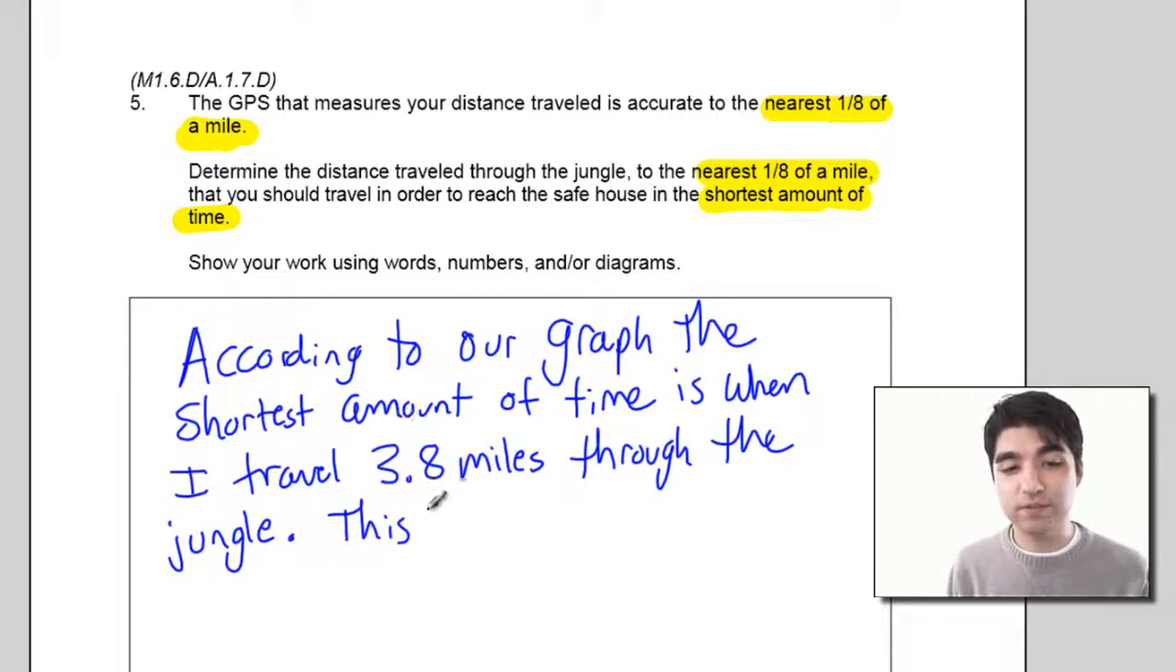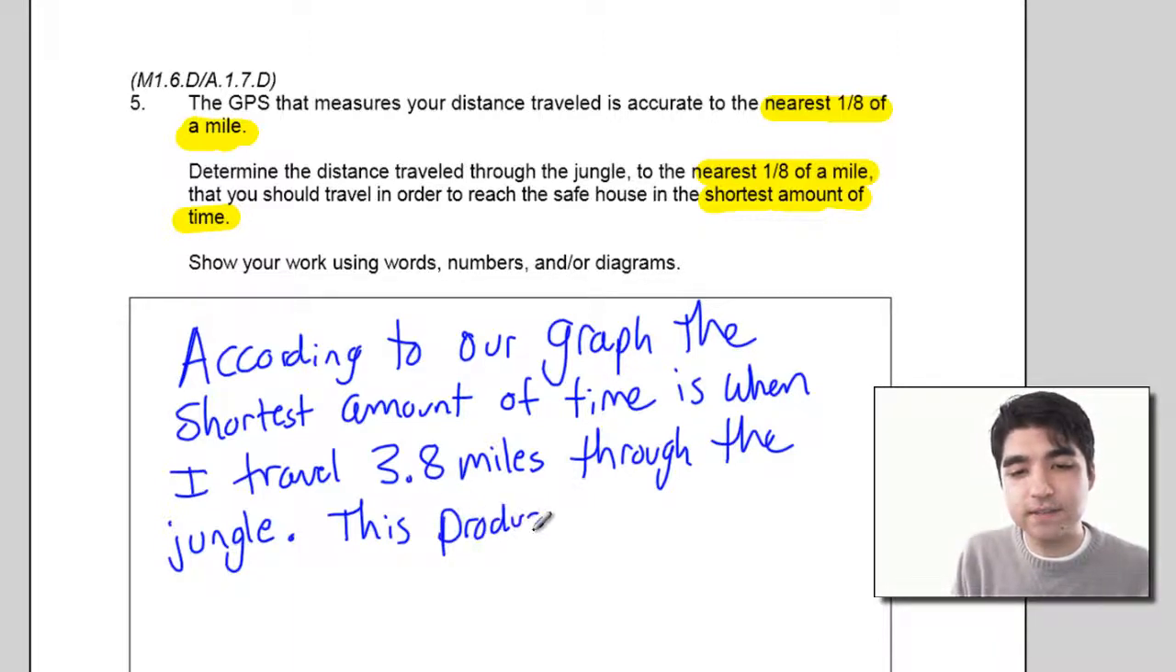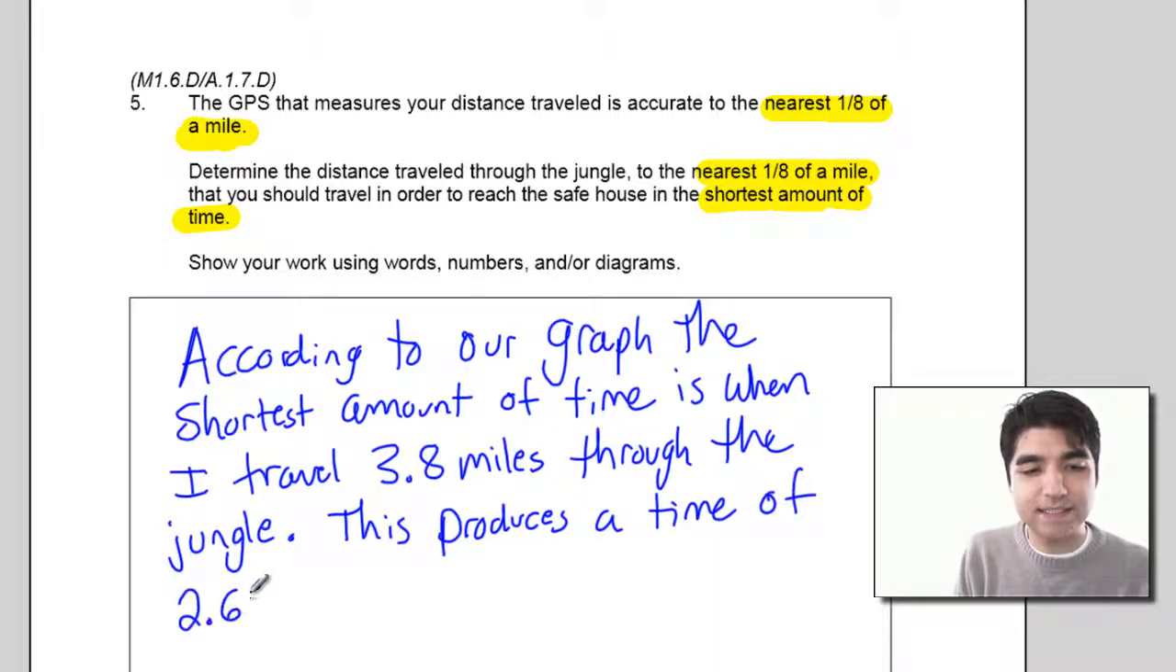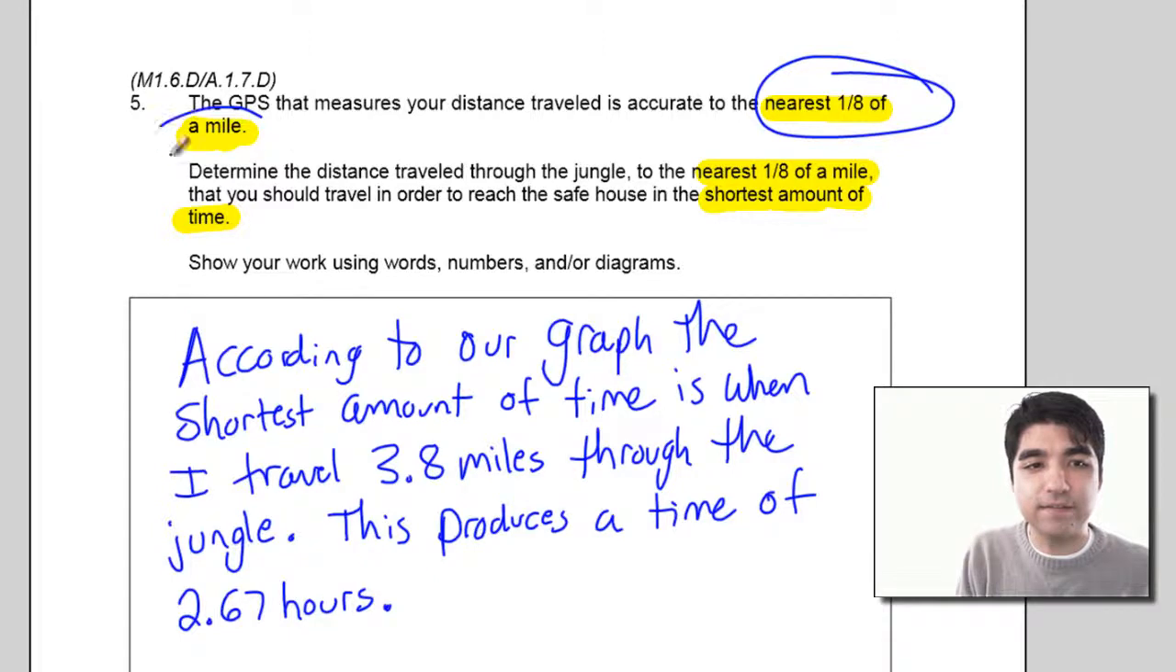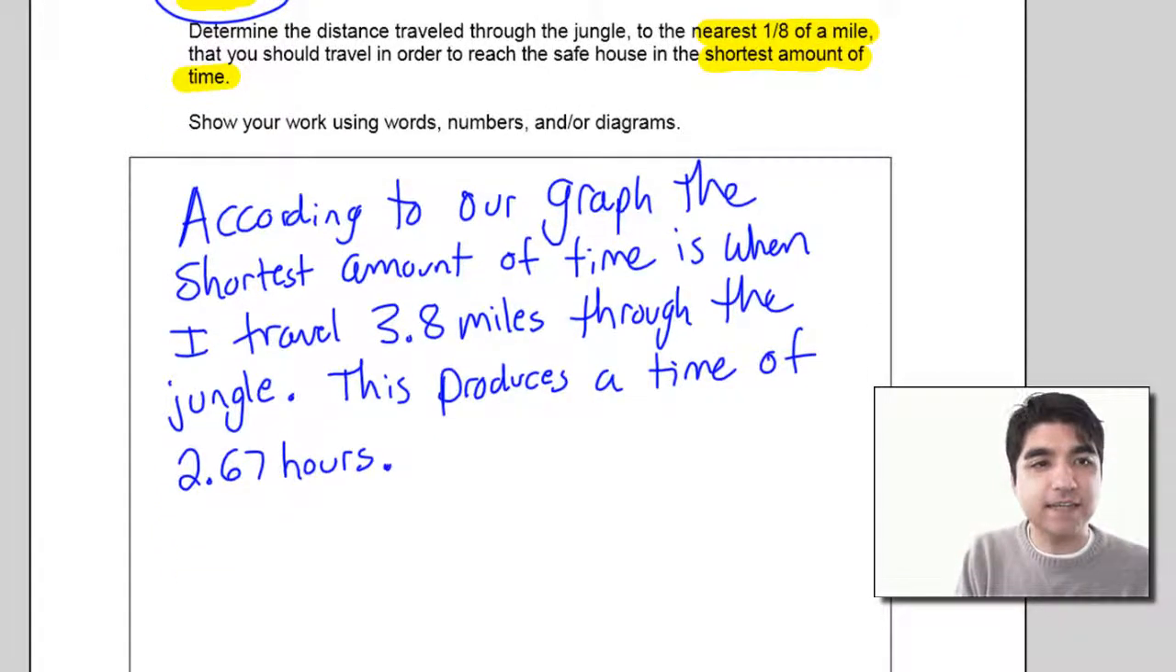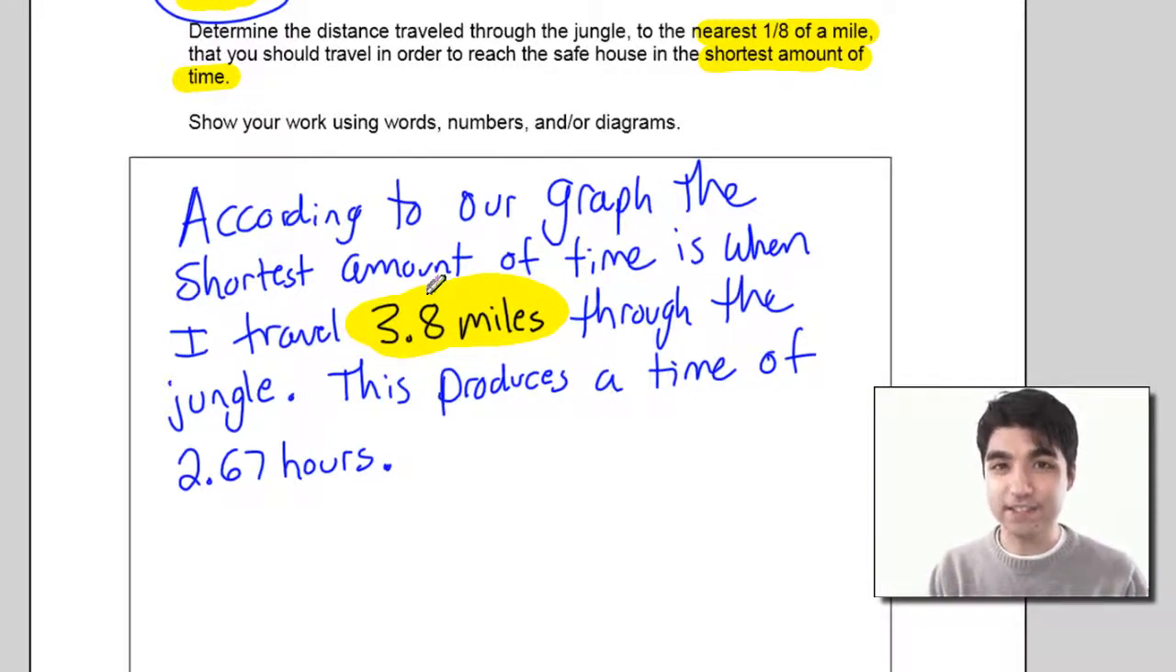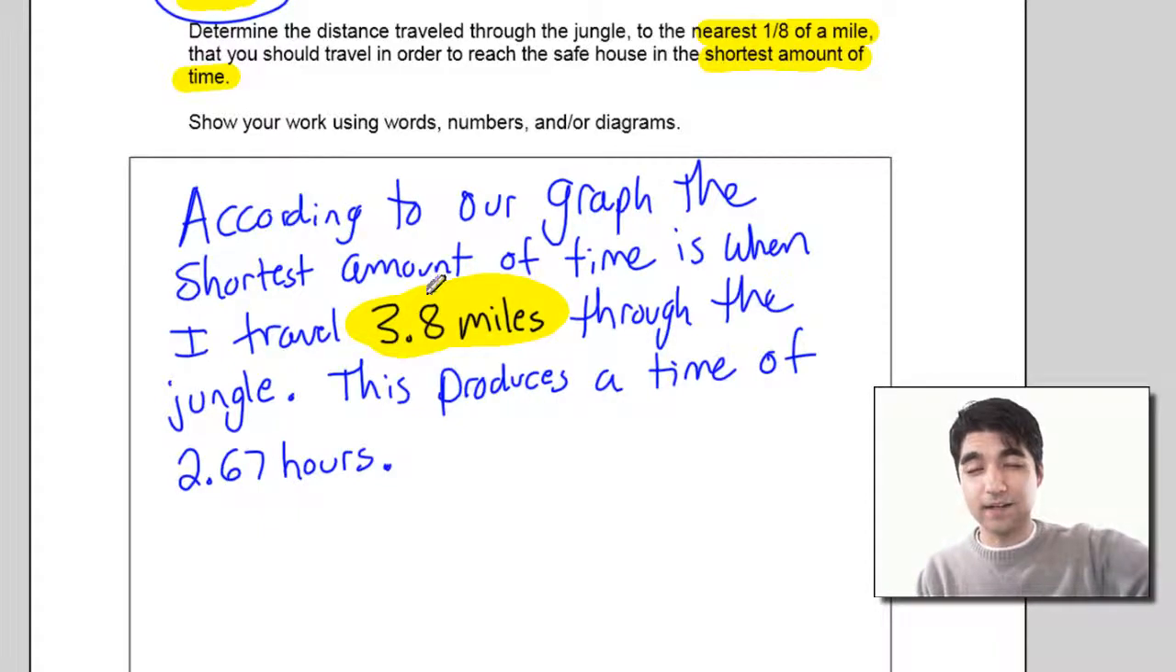Now think, what's the total time that 3.8 miles produces? This produces a time of 2.67 hours. Okay, so remember our GPS is accurate to the nearest 1/8 of a mile. So we need to take this thing and give it a certain tolerance, it's called. So what's the maximum miles that takes into account our 1/8 of a mile, and what's the lowest?